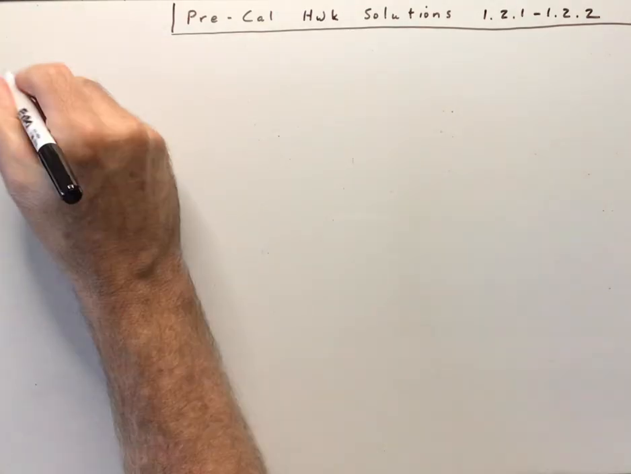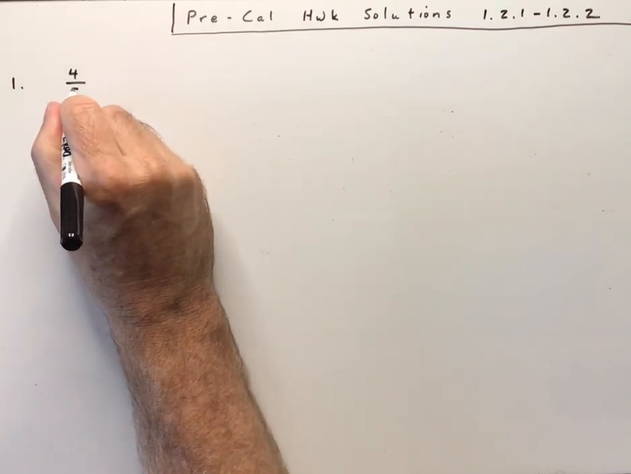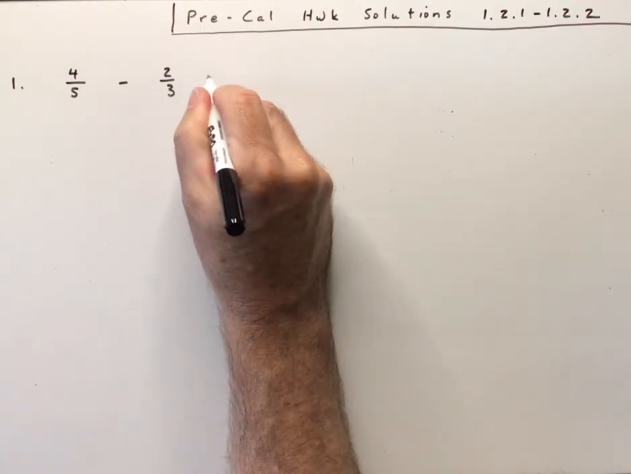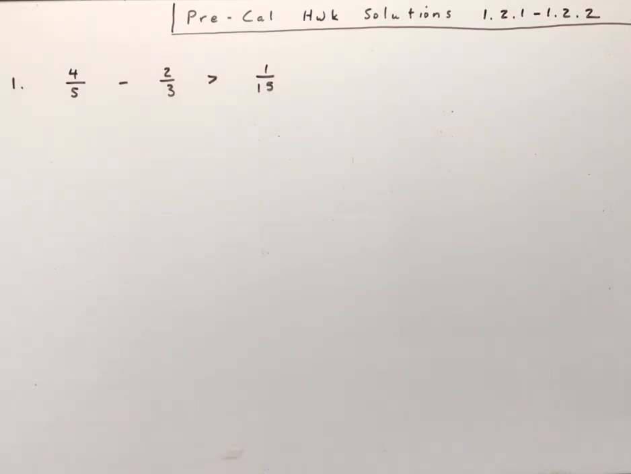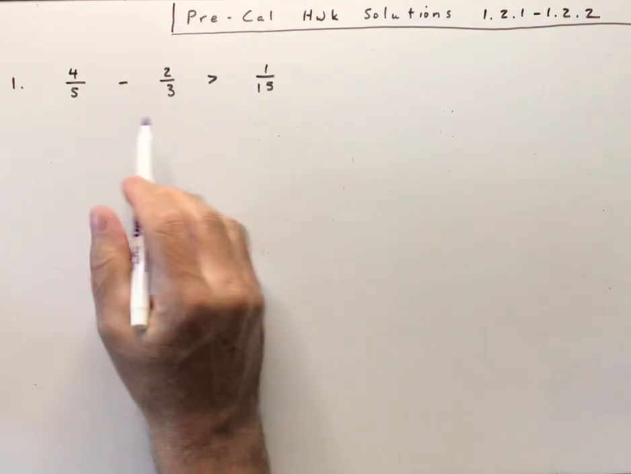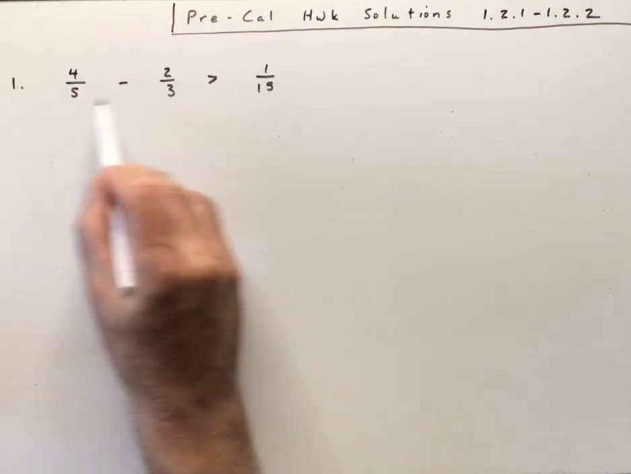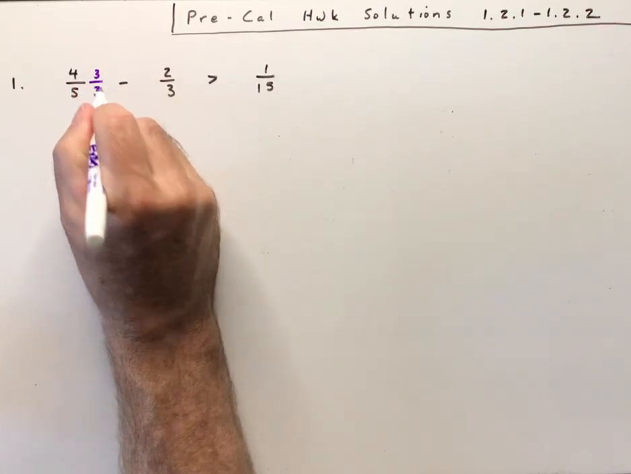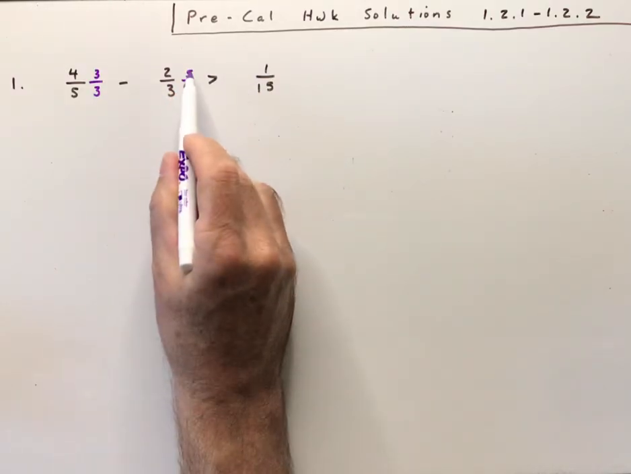So number one is true or false: is 4/5 minus 2/3 greater than 1/15? Okay, so what we want to do is get a common denominator for all three of these terms. So we can put this in terms of 15ths and this in terms of 15ths so that all three of them will be 15ths. If we just multiply 4/5 by a clever version of 1, 3/3, will do it. And then 2/3 we multiply by a clever version of 1.